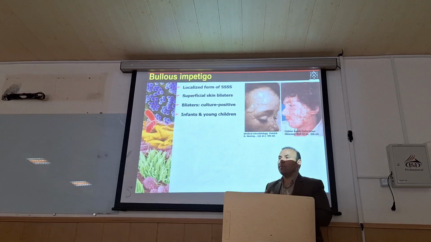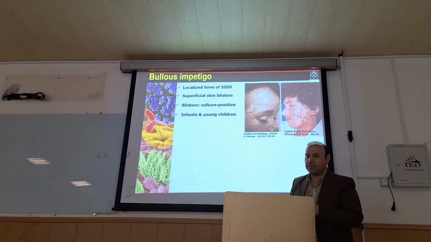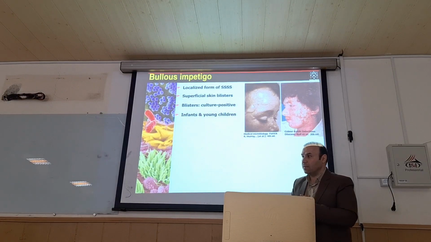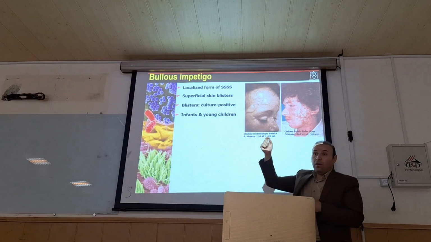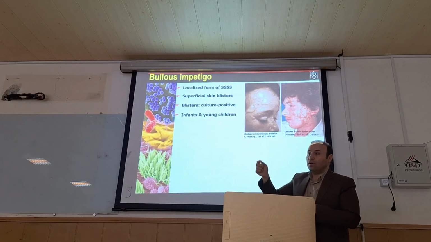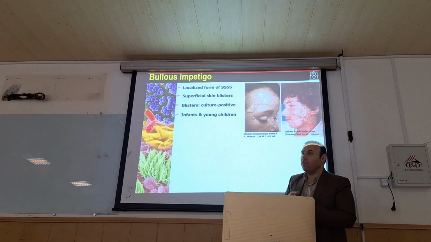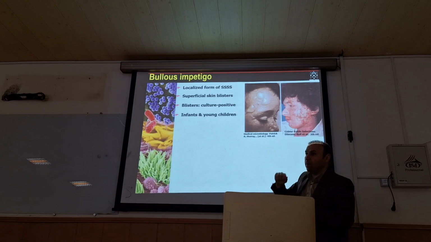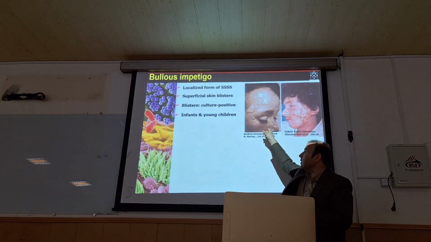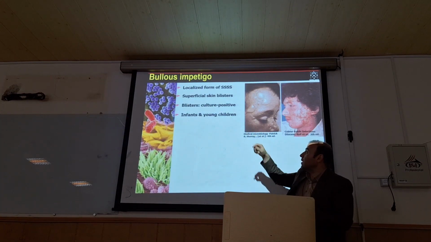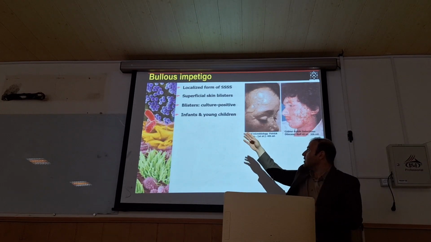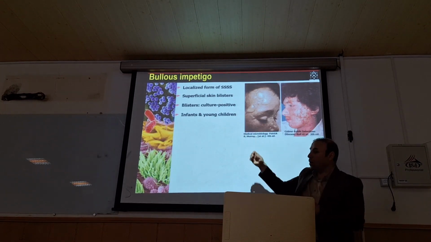Disease is a superficial skin blister. It is a localized form of 4S disease. Unlike the retail or 4S disease, the culture of blister is always positive. And it occurs primarily in infants and also young children.